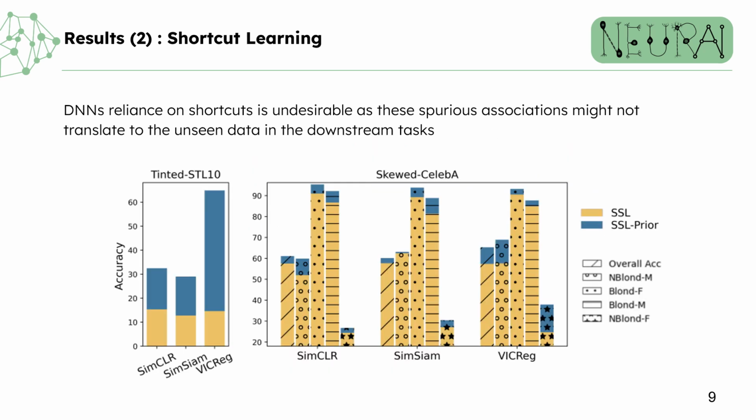Deep neural networks often rely on shortcuts or spurious correlations within the data, which may not really translate to the unseen data and downstream tasks. Hence, we also perform a shortcut learning analysis. Here, the figure clearly demonstrates that SSL techniques rely heavily on spurious correlations or unintended features such as the tint in tinted STL10 dataset and hair color in skewed CelebA dataset. And from the figure, we can see that SSL methods trained with the prior knowledge are less prone to learning these kinds of unintended cues or shortcuts, thus mitigating shortcut learning.